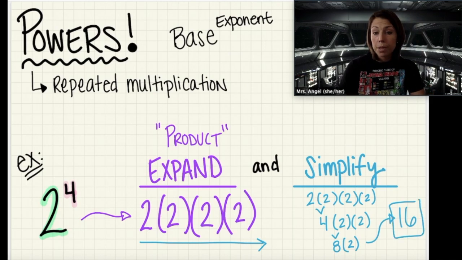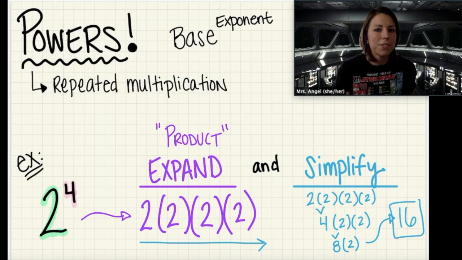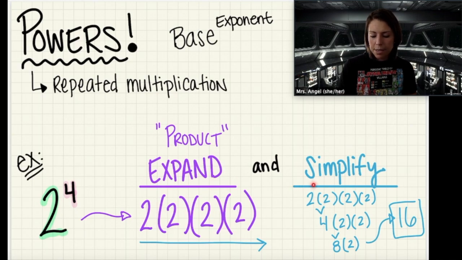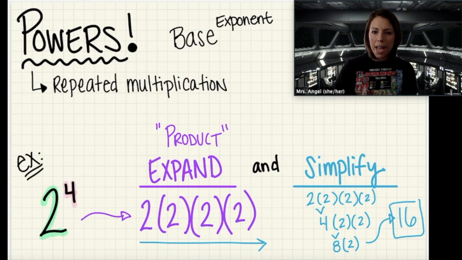Now, here are some common mistakes. A lot of students will think that this is 2 times 4, or they'll just go 2, 4, 6, 8. What you're doing there is you're actually multiplying and adding. So we get this false sense of confidence, like, this is easy, I could do this all day. Trust me, expand and simplify from left to right, and you can't go wrong. So let's look at some examples in our workbook.